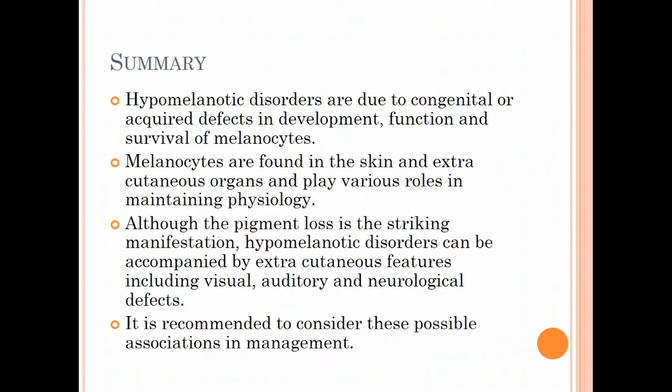So in summary, hypomelanotic disorders are due to either congenital or acquired defects in the development, function and survival of melanocytes. Melanocytes are found in the skin and extracutaneous organs and play various roles in maintaining physiology. Although the pigment loss is the striking manifestation, hypomelanotic disorders can be accompanied by extracutaneous features, including most commonly visual, auditory, and neurological defects. Therefore, it is recommended to consider these possible associations in managing patients with hypomelanotic disorders.